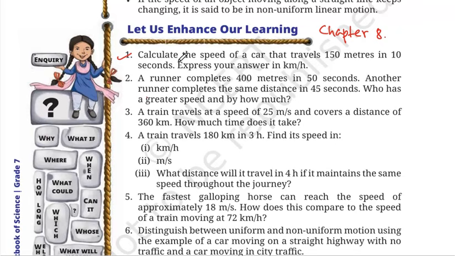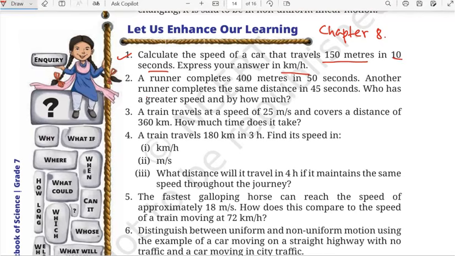Our first question is: calculate the speed of the train that travels 150 meter in 10 seconds. The distance given to you is 150 meter and the time given to you is 10 seconds. You have to express your answer in kilometer per hour. So let us quickly see how we can solve this.